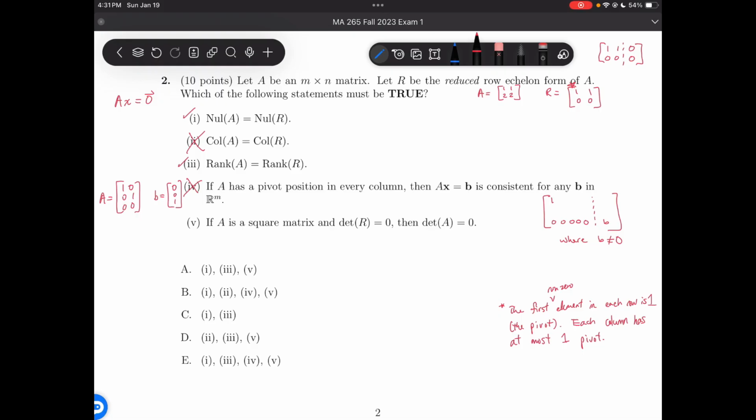Okay, statement 5 says, if A is a square matrix and the determinant of R equals 0, then the determinant of A equals 0 as well. Okay, so to understand this last statement, we need to consider all the operations that we can do to reduce a matrix. There are 3 operations that we use to put a matrix into the reduced row echelon form. So the first operation is interchanging rows.